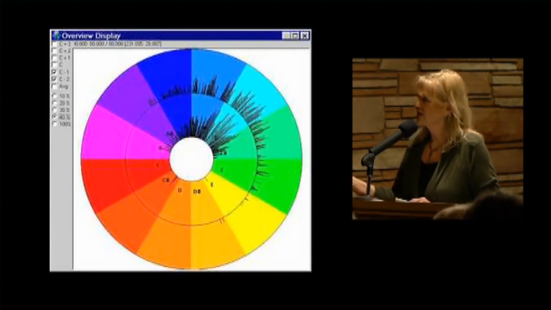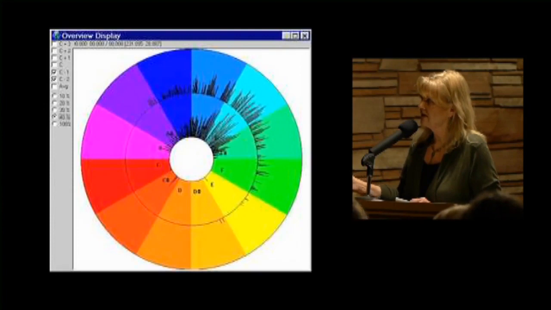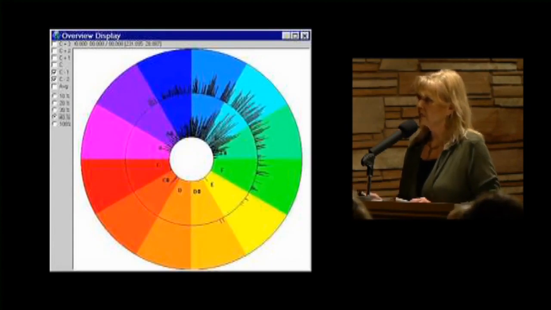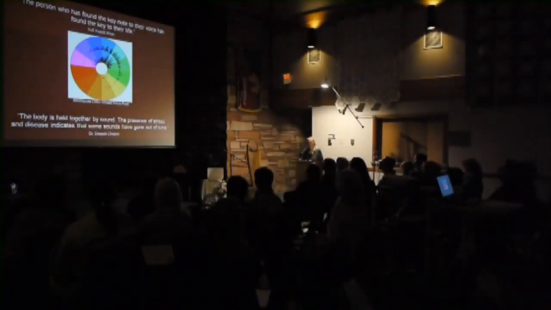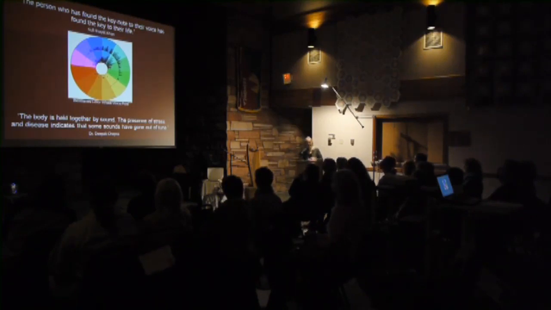Here's a voice print of someone who's pretty out of balance, with heavy tones over on this side of the scale and nothing over here. It turned out that the issues for that person emotionally and physically were sitting right in these areas that were dropping out. Deepak Chopra also says something similar. The body is held together by sound. The presence of stress and disease indicates that some sounds have gone out of tune. So we're just bringing back the right tuning.